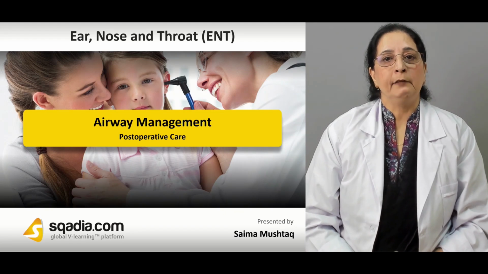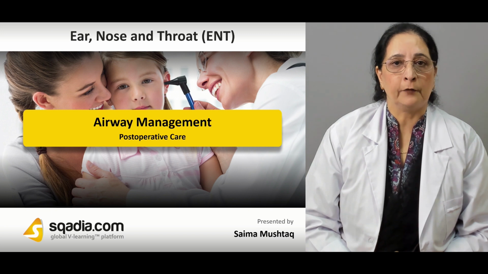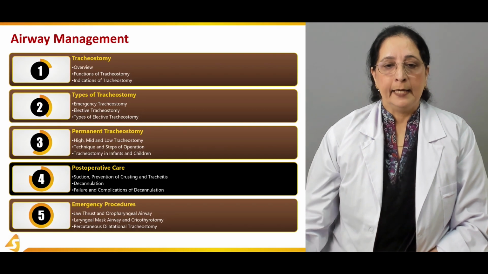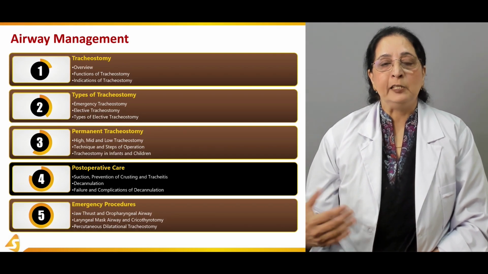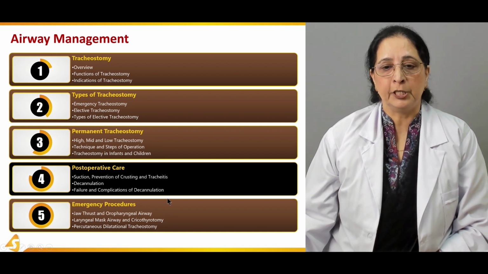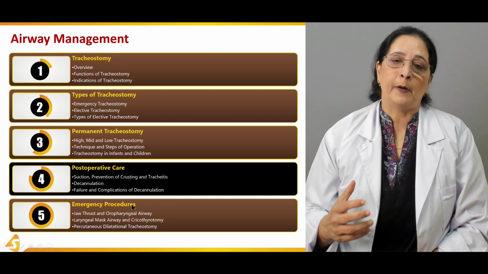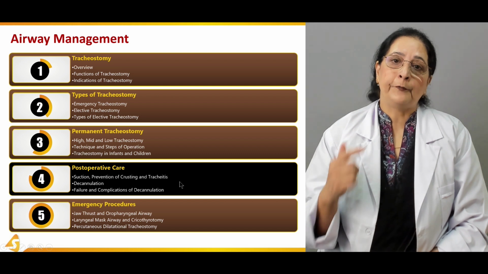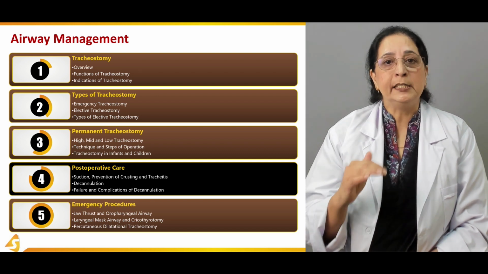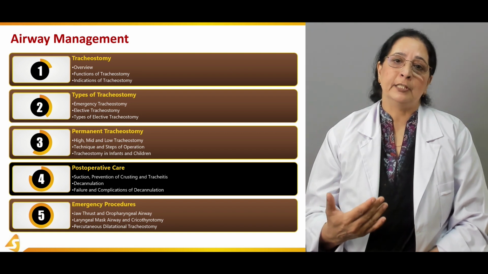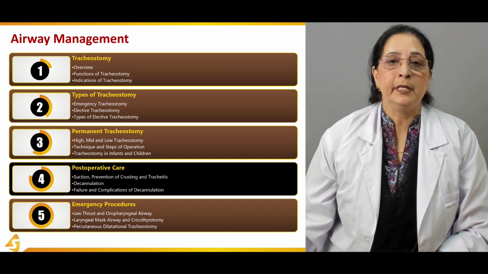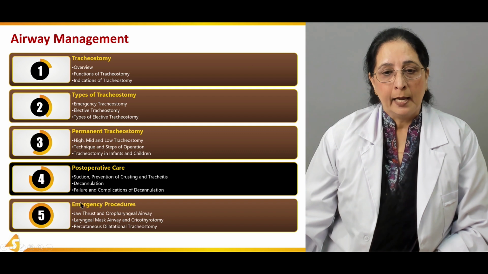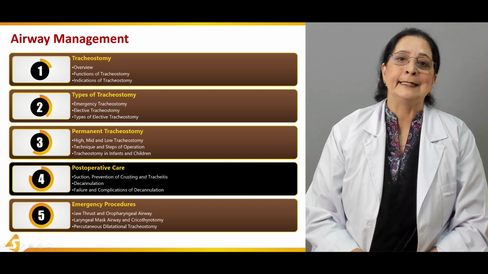Now, in the fourth section, we will talk about the post-operative care of the patient after the tracheostomy is performed. In this section, we will especially talk about suction, prevention of crusting and tracheitis after the tracheostomy is performed. All these are very common complications that can occur after the tracheostomy if proper care is not done. Then we will also talk about the decannulation and failure and complications of decannulation.